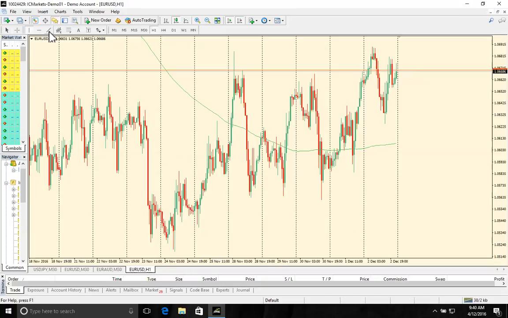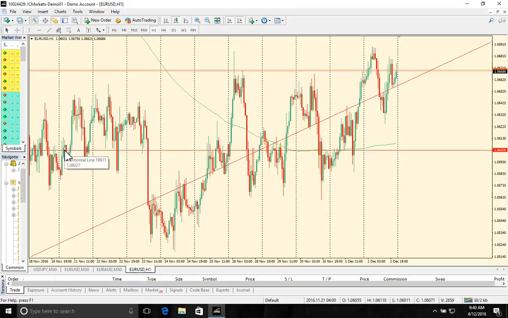If your prices are diagonal on the chart, that means you've got a trend. If your prices are horizontal or close to horizontal, then it means it's not. It's a sideways market. There are various ways you can find out whether the market is sideways or trending. The angle of the diagonal line will tell you exactly what's happening.